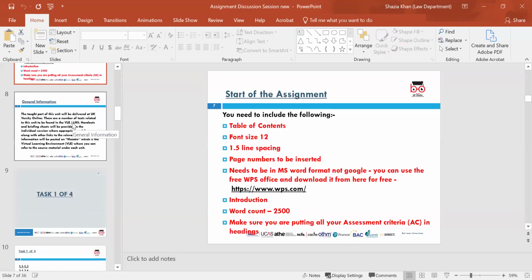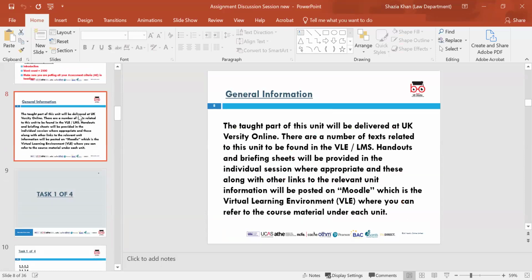So we're going to go through that so you've got a clear idea. General information. This is just telling you that everything is available on Moodle for you. The virtual learning environment that is being used is Moodle, and that is where your course materials will be. Any additional reading and your recorded lectures are all on Moodle for you, and it is taught through Moodle as well. The unit specification and the assignment discussion are all on Moodle.